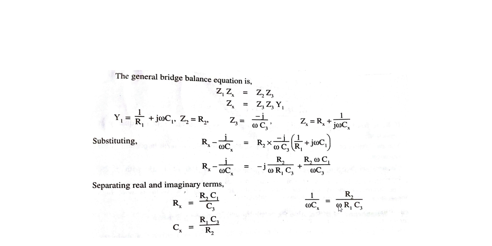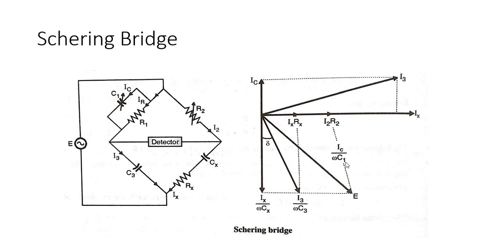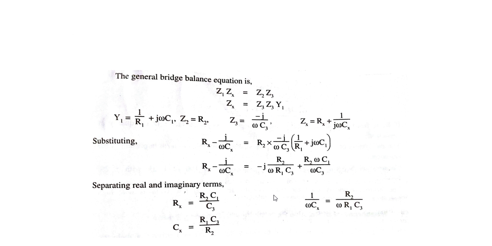Okay, so here from real terms Rx is written over here, and from imaginary terms you are getting the value of Cx. Okay, and the Cx is R1 into C3 divided by R2. So in this way the Rx is also we can get here, but we are interested in Cx because it is extensively used for measurement of capacitors, this bridge, Schering bridge. Okay, so Cx is equal to R1 into C3 divided by R2.